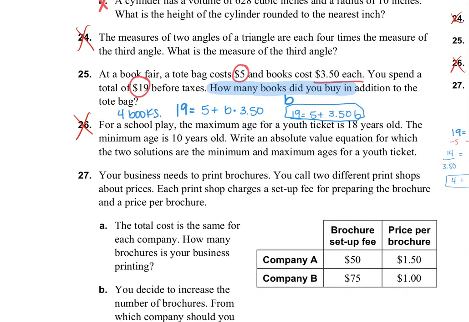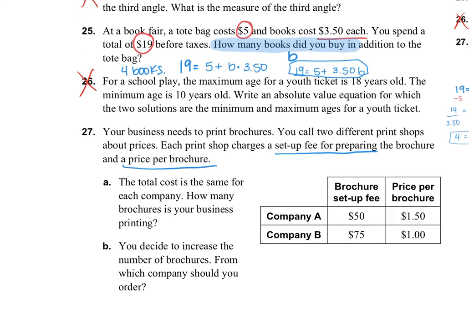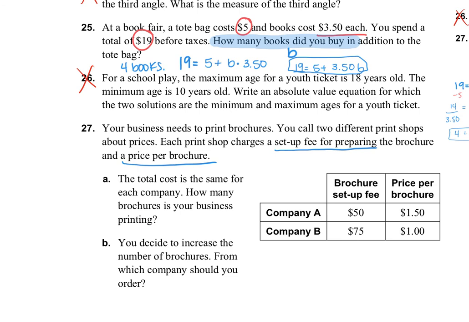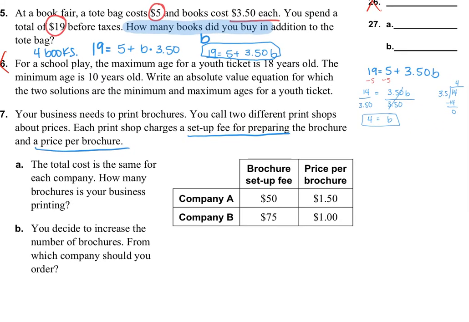Your business needs to print brochures. You call 2 different print shops about prices. Each print shop charges a setup fee for preparing the brochure and a price per brochure. I'm going to underline setup fee for preparing and then a price per brochure. The total cost is the same for each company. How many brochures is your business printing? Now this word problem gets a little tricky, but let's see if we can figure it out.